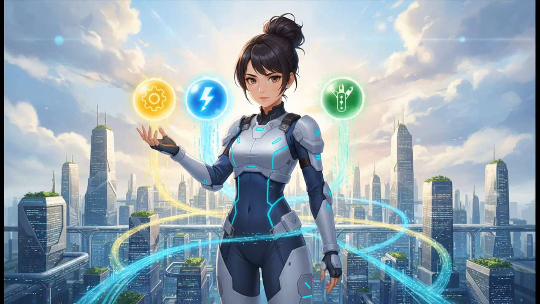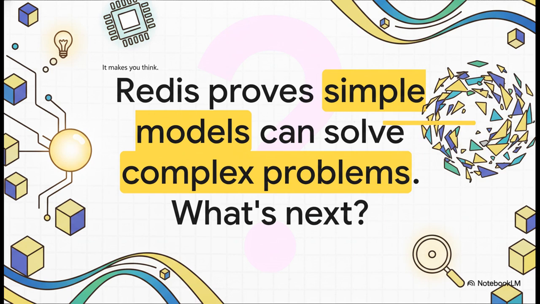So when you zoom out, that's the takeaway, right? Redis is this amazing mix of being simple, incredibly versatile, and just blazing fast. It's truly one of the fundamental building blocks for any modern high-performance system. And it kind of makes you step back and think. Redis proved that a really simple model can solve incredibly complex problems. So it leaves you with this question. In a world that's always getting more complicated, what's the next big system that we could simplify?